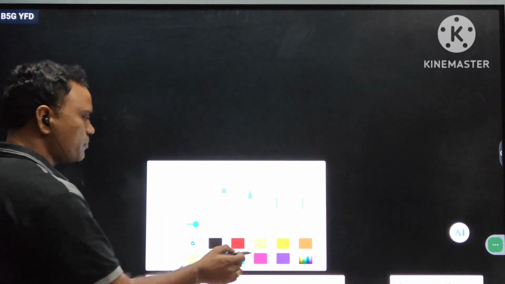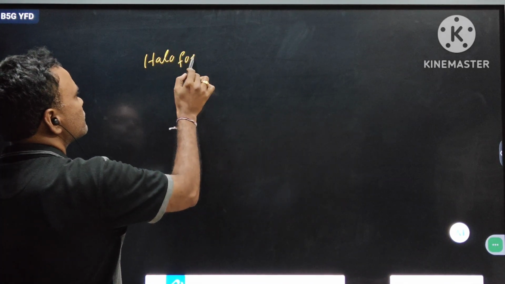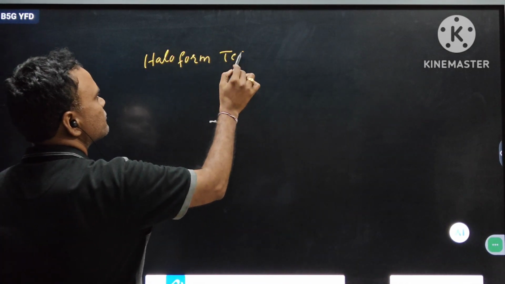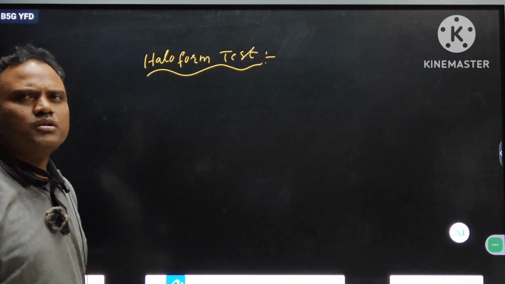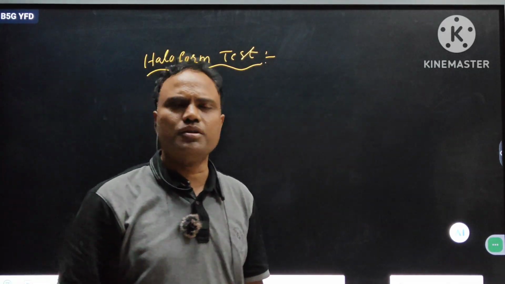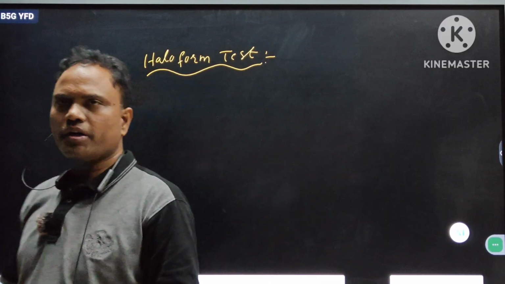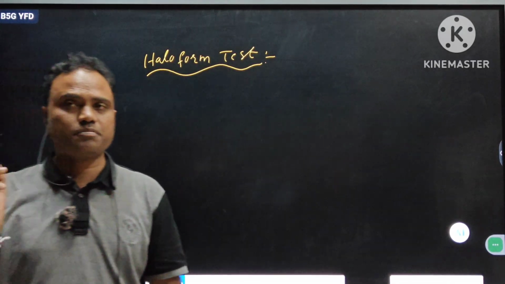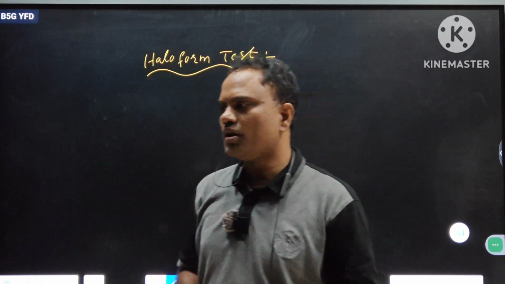Next, keep one separate reaction. Haloform test. See, alcohols give haloform test. What is haloform? Chloroform, bromoform, iodoform. I explained in the alkyl halides chapter also. What is the condition for haloform?